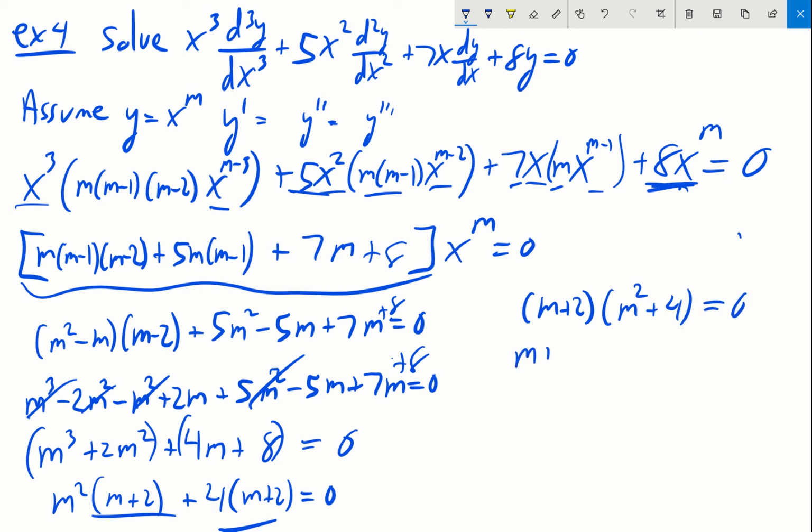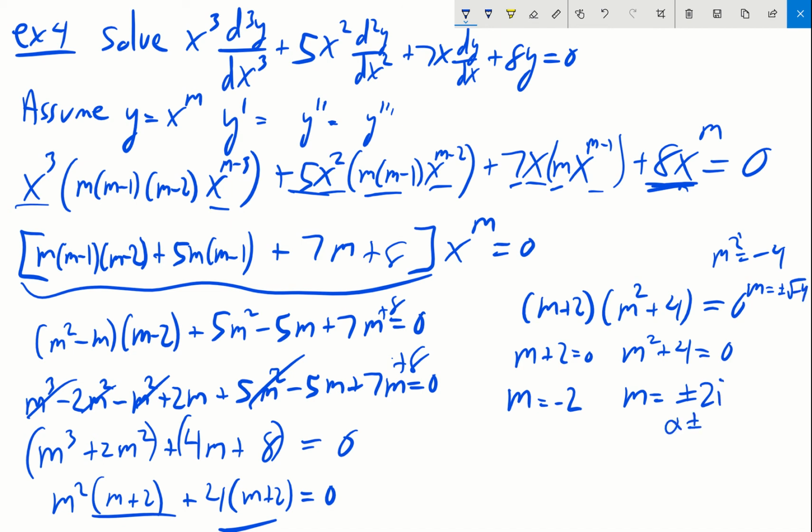And we're going to get these as our roots. We get m equals negative 2, subtract 4, take a root, m squared equals negative 4, m equals plus or minus the square root of negative 4, that's plus and minus 2i. So that's the complex conjugate pair with an alpha value of 0 and a beta value of 2. And now we're ready to write down our solution.